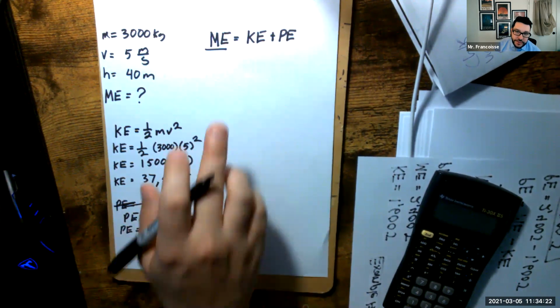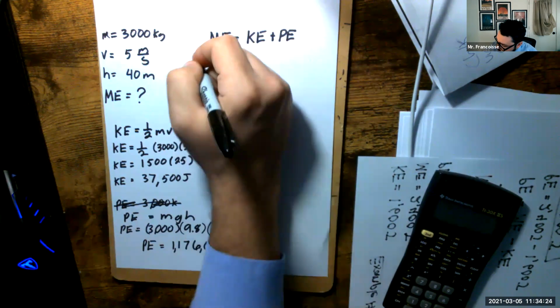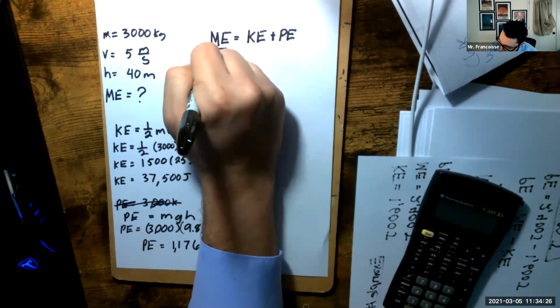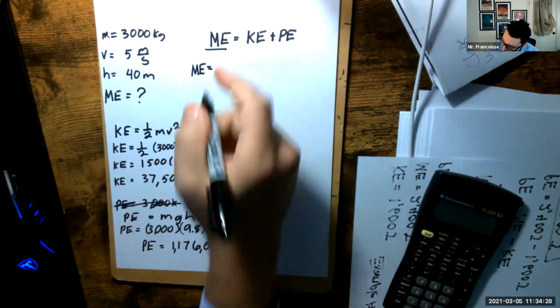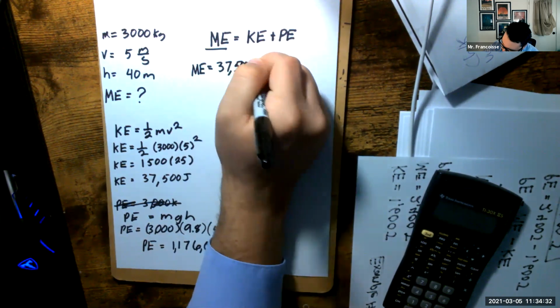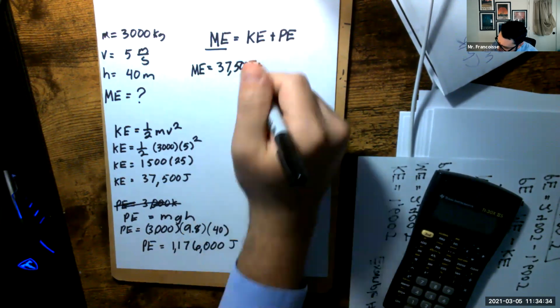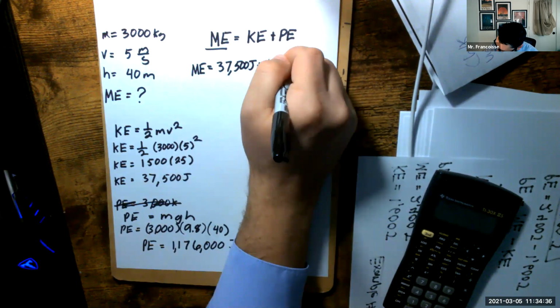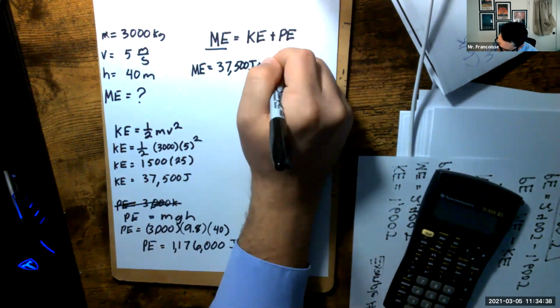So total mechanical energy is just the two added together. So we have KE plus PE.